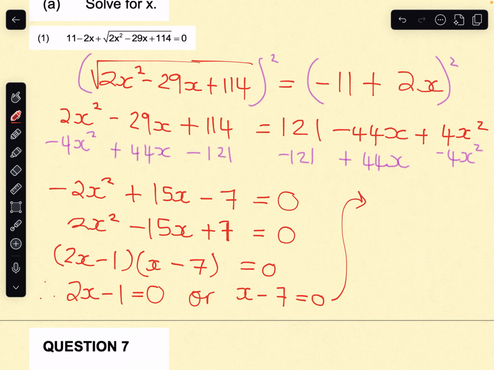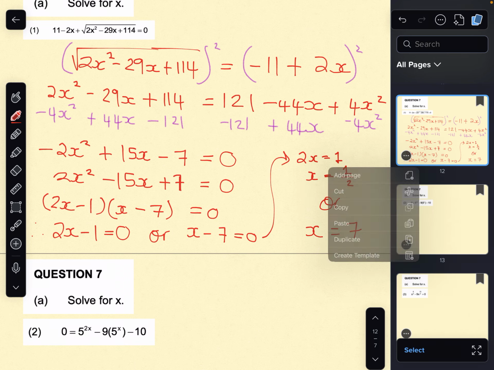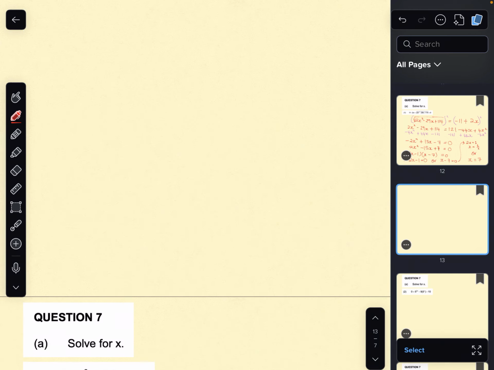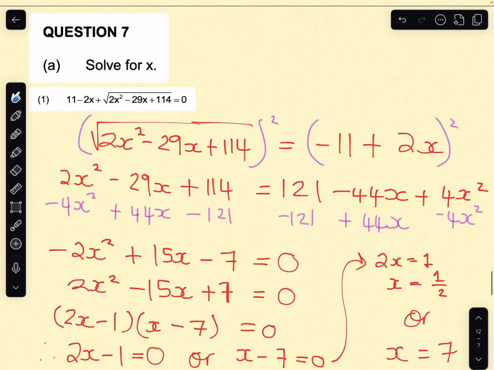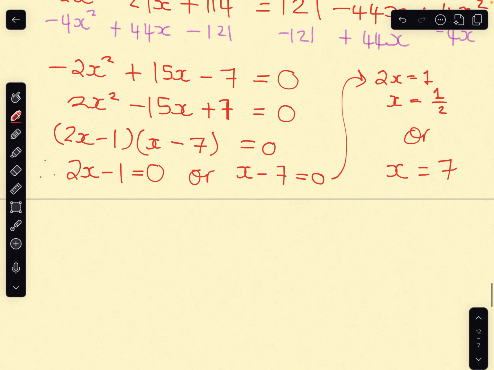And so either 2x is equal to 1, which means x is equal to a half, or x is equal to 7. But then the very important thing, when you solve equations like this that involve a radical, we must test our answers, because, for example, I don't know if this is going to work in my favor, but root x is equal to 2x, for example.